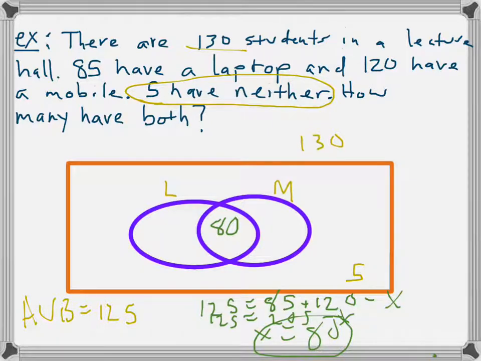And if 85 total people have a laptop, well, then there's only 5 people left over here. So those are going to be the ones who only have a laptop. And if 120 have a mobile, 80 of those are accounted for because they also have a laptop. That's going to leave 40 over here. And again, all these numbers, this one and what's outside here, should add up to our sample space, 130. And hopefully I didn't make any mistakes on that one. All right, that one okay? Not too bad. All right, let's try the next problem.